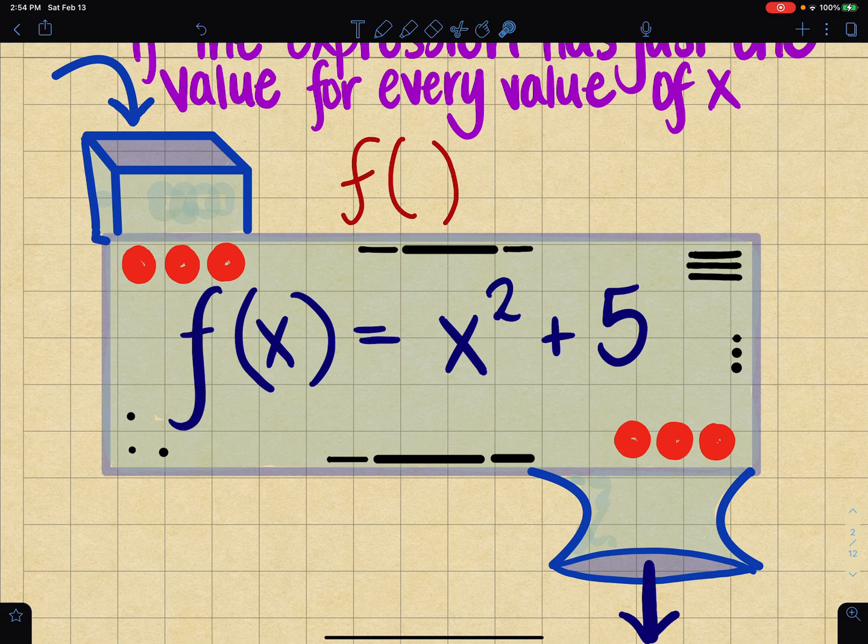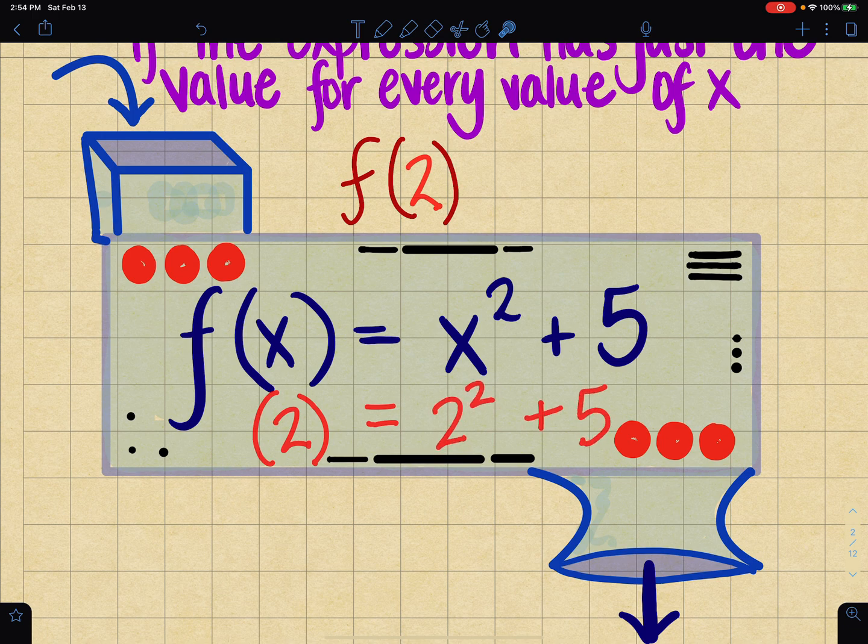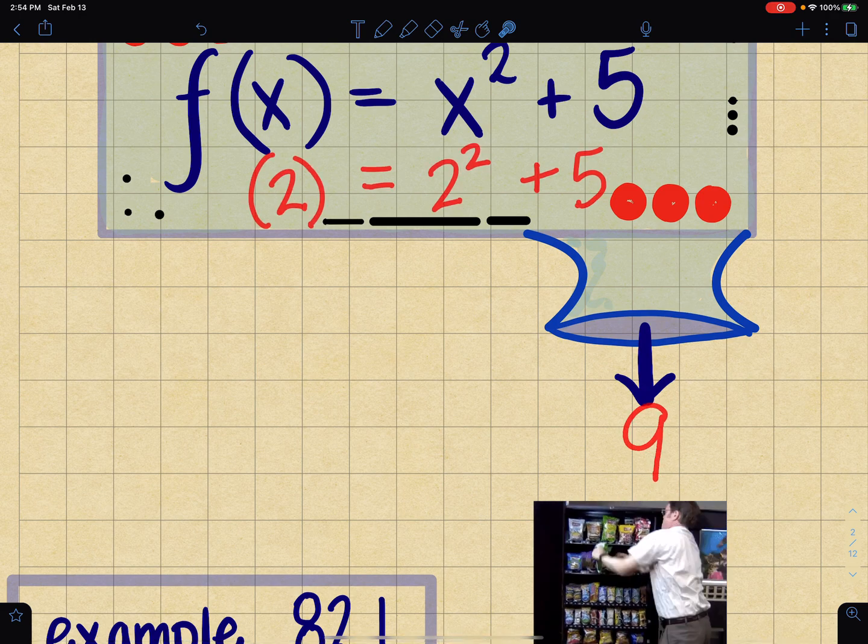Okay, what if we put in f of 2? Well, then you're buying something different probably. So let's plug that in and see what you are buying. f of 2 is going to be 2 squared plus 5. So it's going to be 4 plus 5, and you're buying a number 9 with that.